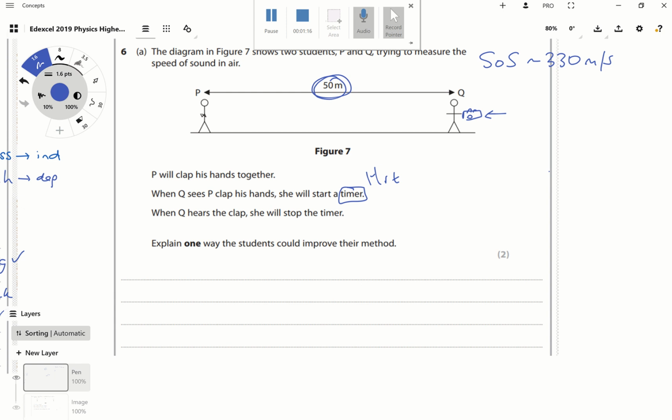That's a problem. So we're going to now have a look at, well, what could I do? I can increase this distance so there's less percentage error, due to reaction times, or I can completely remove human reaction times. And how can I do that? Well, I could use a microphone here and here and connect it to a data logger that does it for me. So we're going to see that that's one way of improving it. And the second way is use microphones and a data logger. And you can talk about either one.